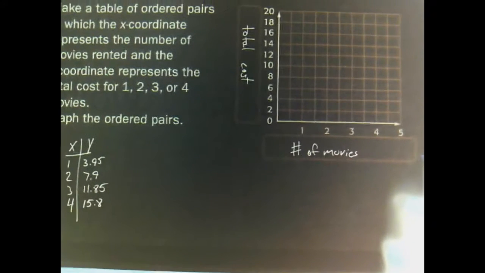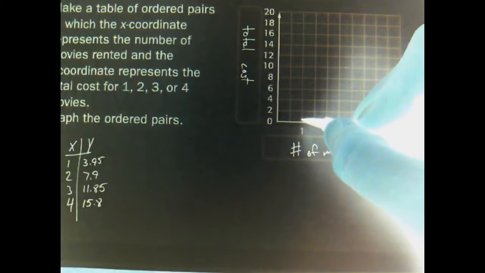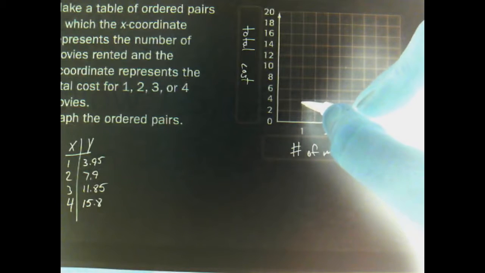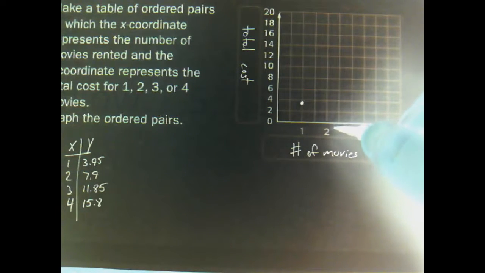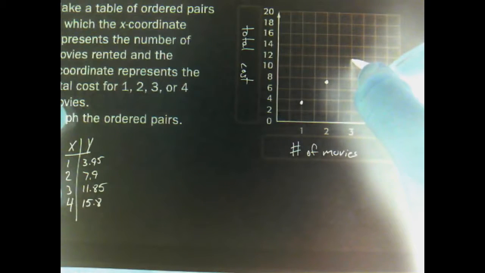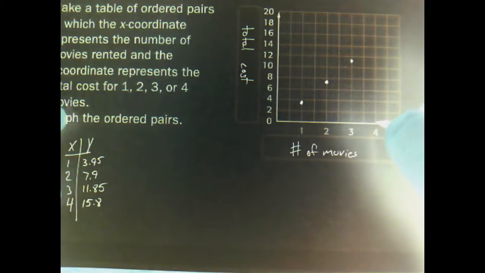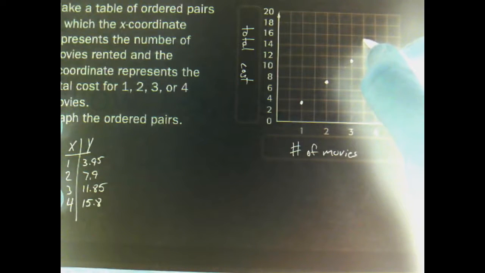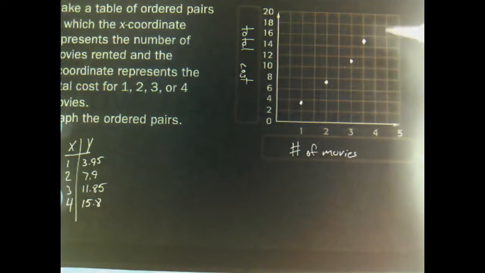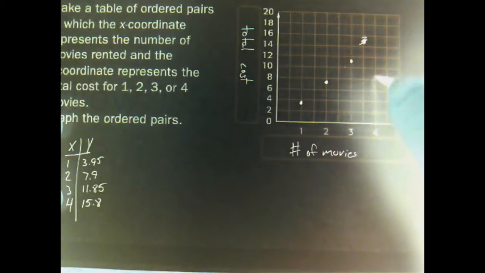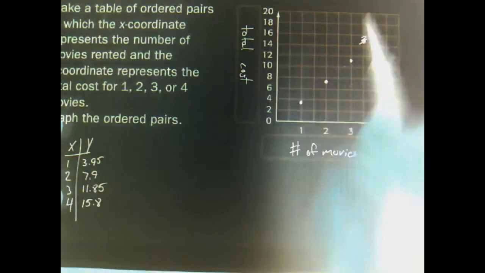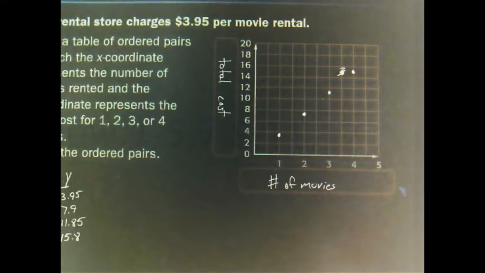So if I plug in our ordered pairs here and graph them, for one movie, it costs $3.95, which is just about 4. For 2 movies, it costs $7.90, which is just about 8. For 3 movies, it's $11.85, about there. 4 movies, 15.8, right in about there. So you just graph your points on the graph, and that's really about all there is to relations.